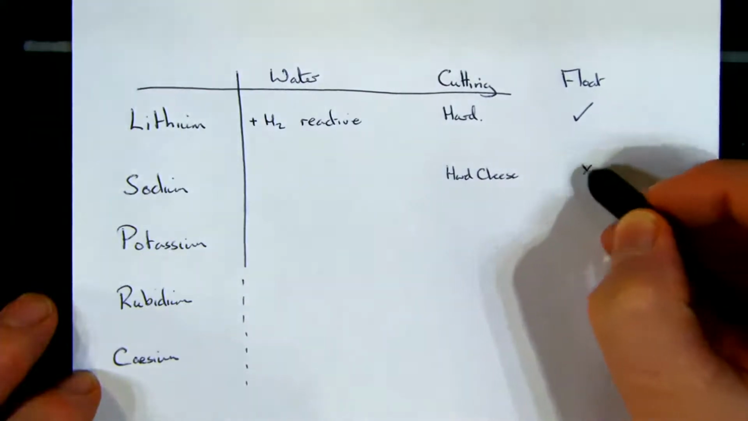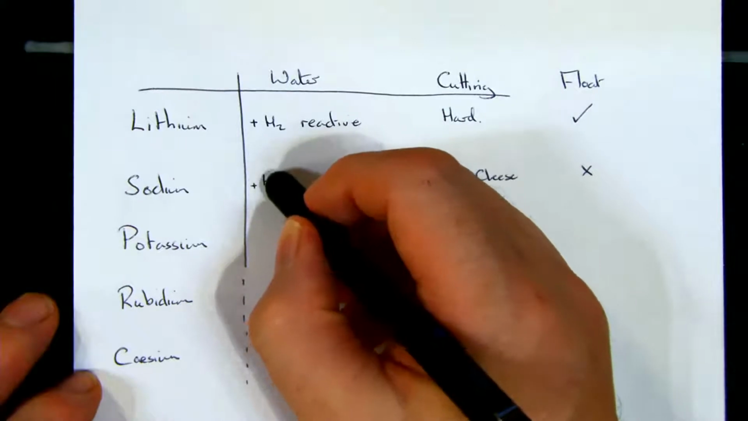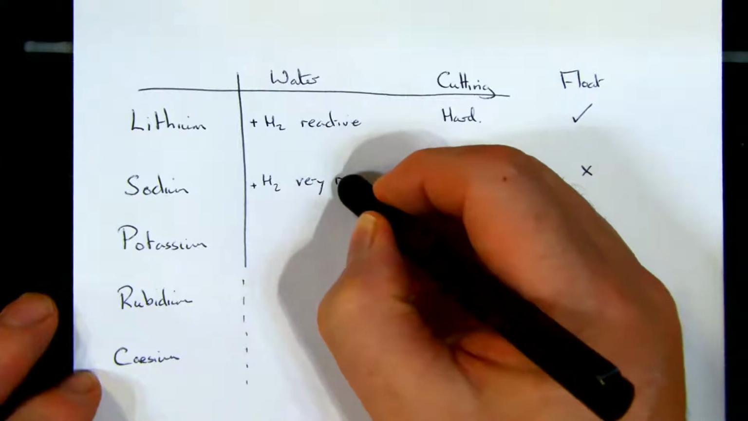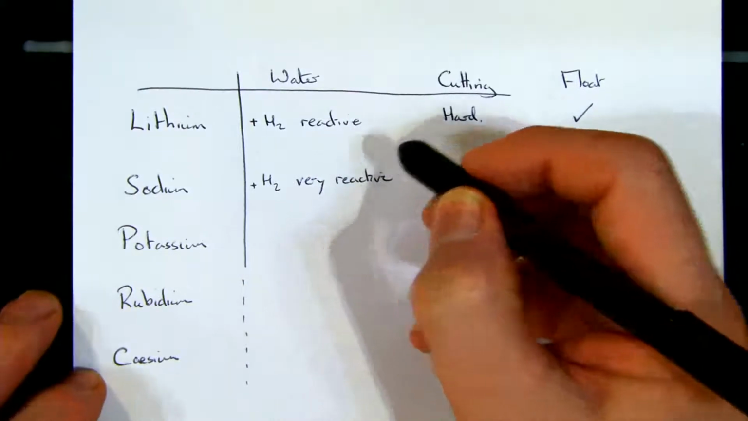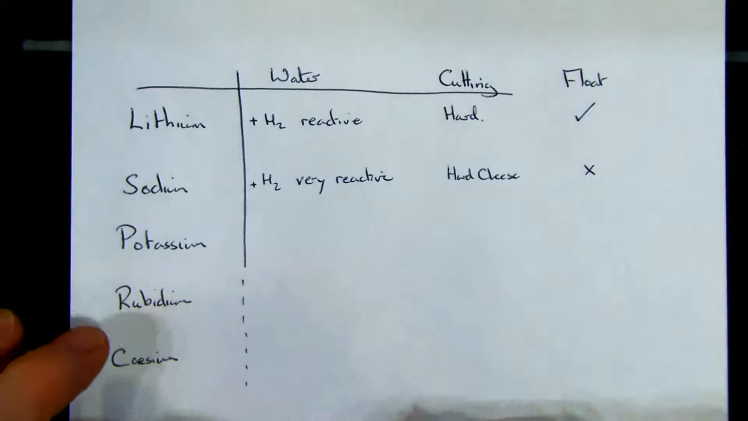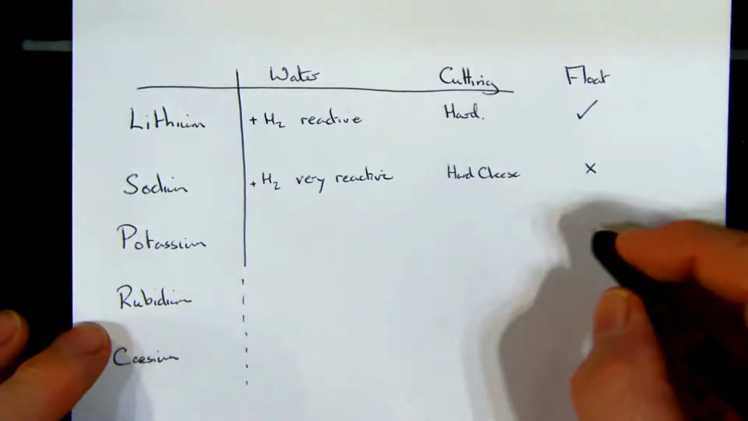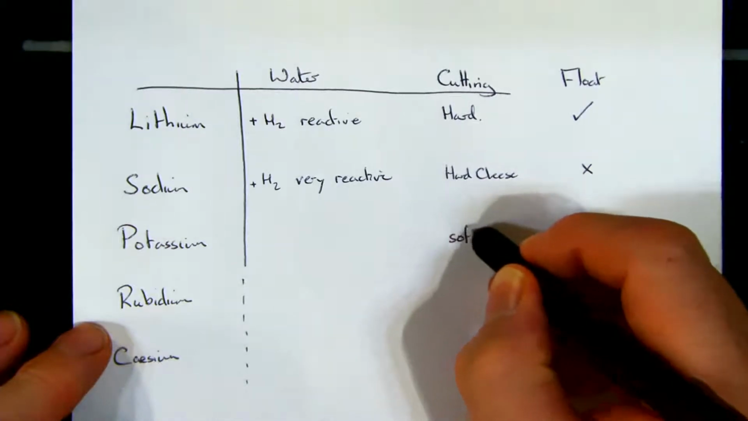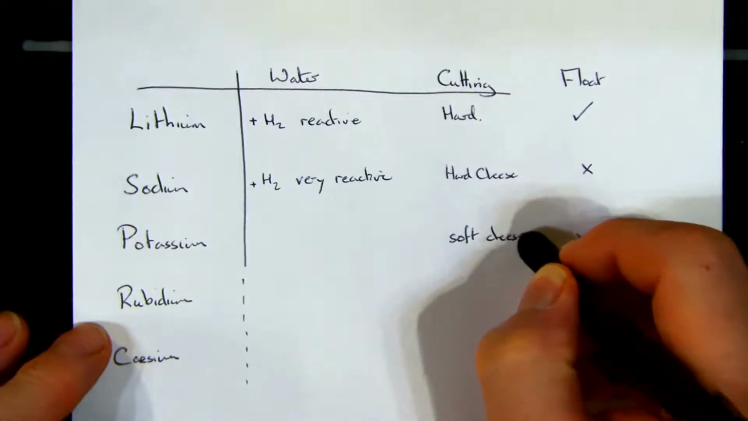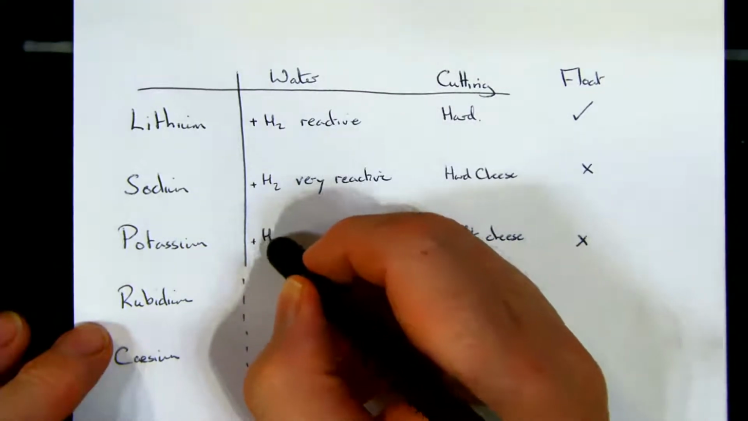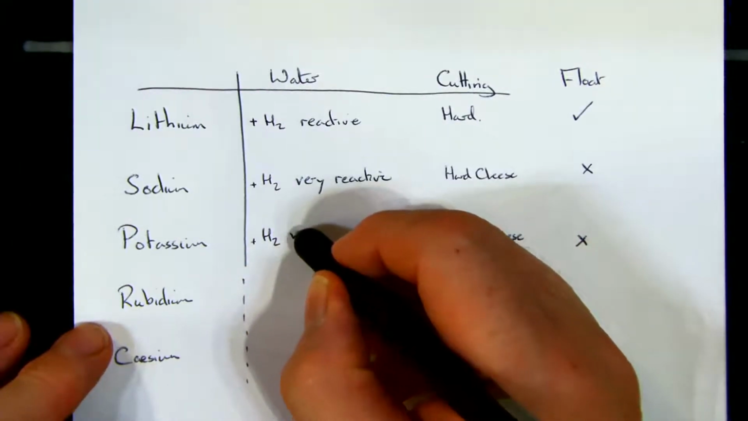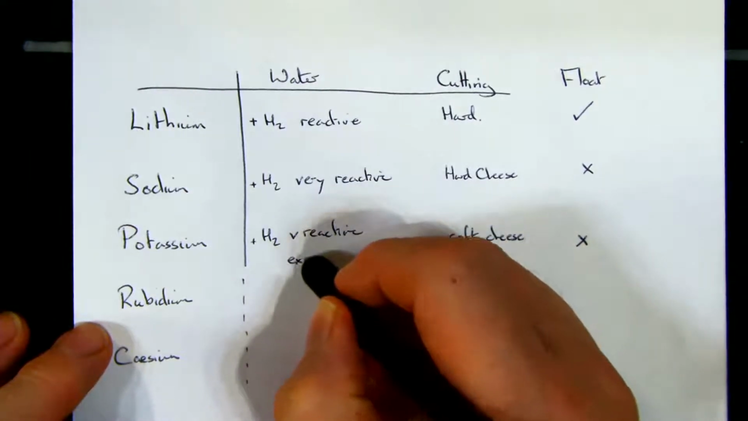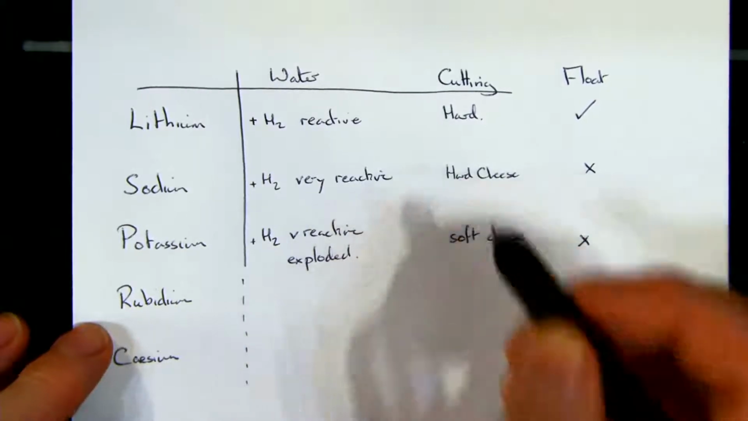It didn't float. And again, we've got the hydrogen, and this one more reactive. Let's call this one very reactive. Potassium, no, it didn't float. This was more like cutting soft cheese. And again, we got hydrogen given off, very reactive again, and it normally exploded at the end.